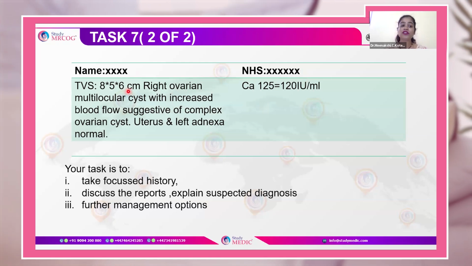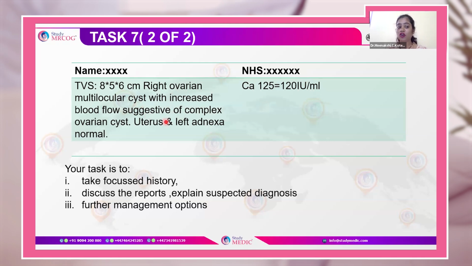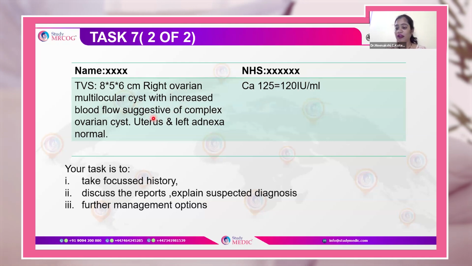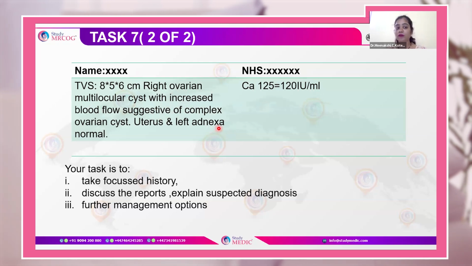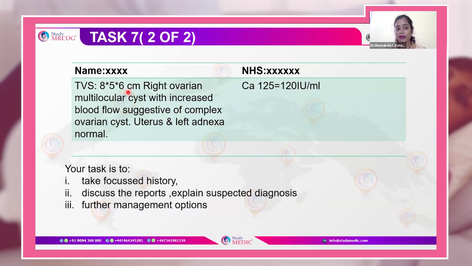And the ovarian cyst also has some concerning features like multilocularity, and there is also increased blood flow and all of that. And the uterus and the left appendix appear to be normal. The cyst is as big as about 8 centimeters, right?